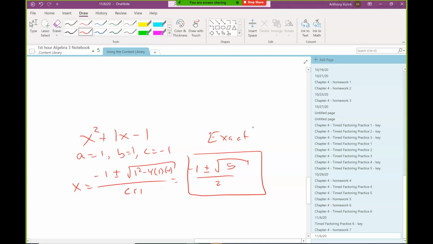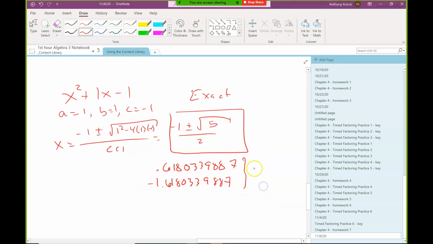Now, if I wanted to, I could take my calculator and type that in. I could do -1 plus the square root of 5, and then divide that answer by 2. And that one would be 0.61803398887. And then I could do the same thing except subtracting the square root of 5, and that's going to give me -1.618.